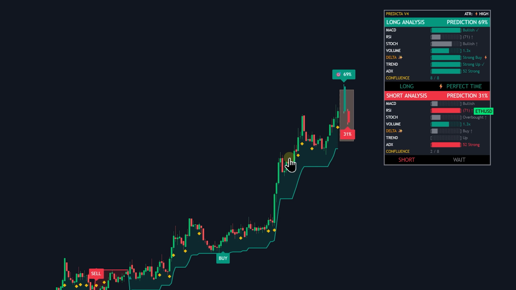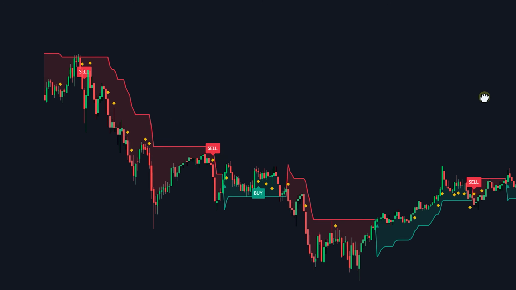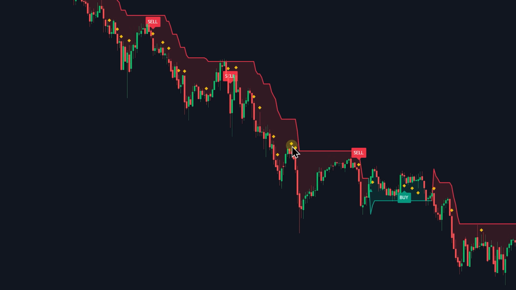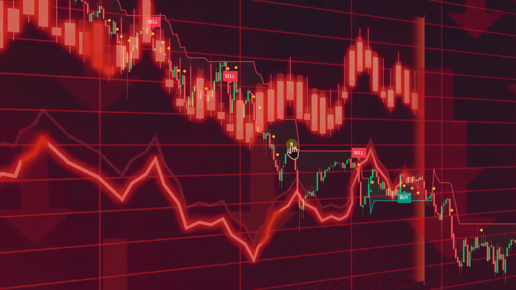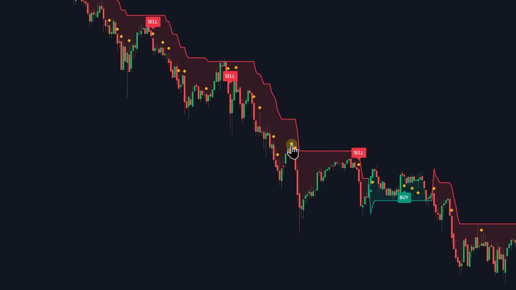And then for a bearish yellow diamond marker, the opposite conditions need to happen. The SuperTrend must be in a downtrend, the prediction percentage must be greater than or equal to the dynamic threshold, the confluence score must be at least 5 out of 8, volume must be at least 0.8 times the average volume, the RSI must be below 50, and the volume delta must be bearish. So when this bearish marker appears, it means the indicator has enough confluence to suggest that the next candle may continue downward.